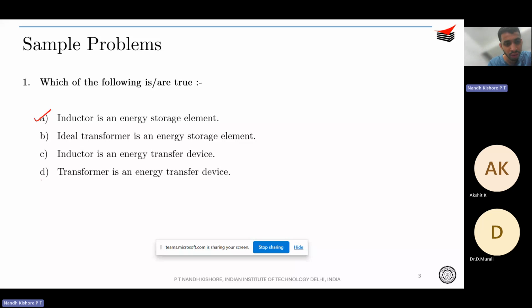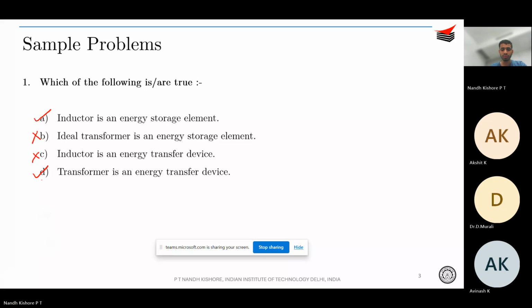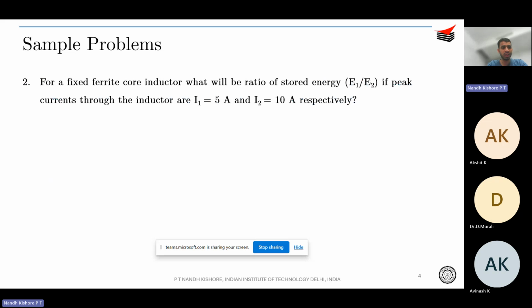Ideal transformer is an energy storage element? No, transformer doesn't store energy. Transformer is an energy transfer device. This is something that's basic for inductor as well as transformer. Inductor is for energy storage, whereas transformer is for power transfer or energy transfer. This is a very simple question. We'll move on to the next.